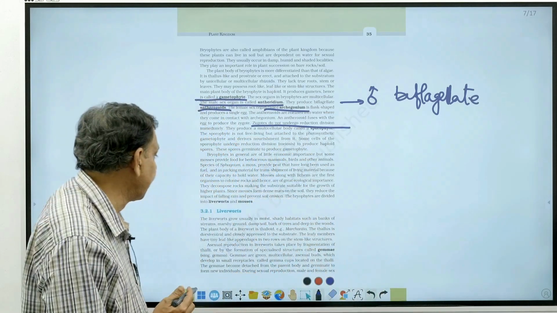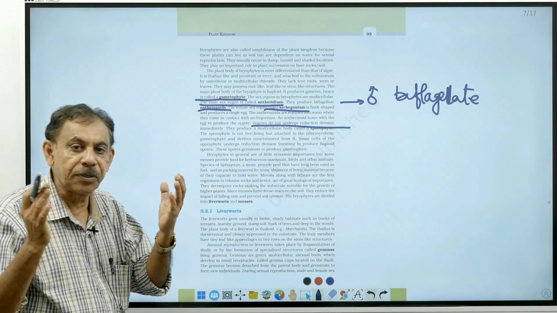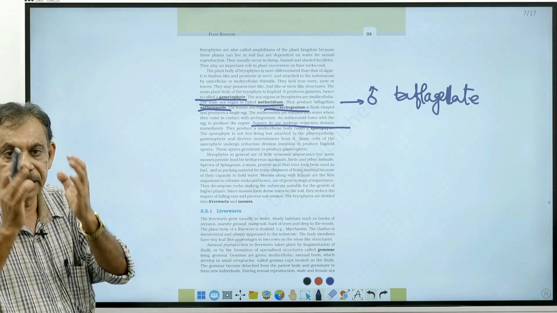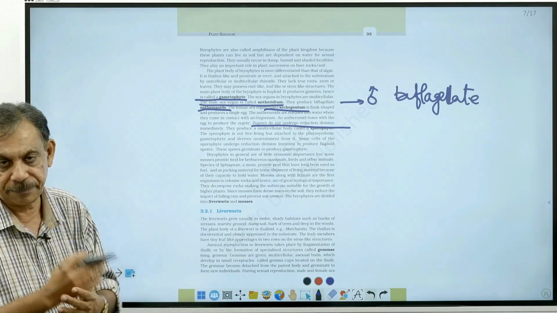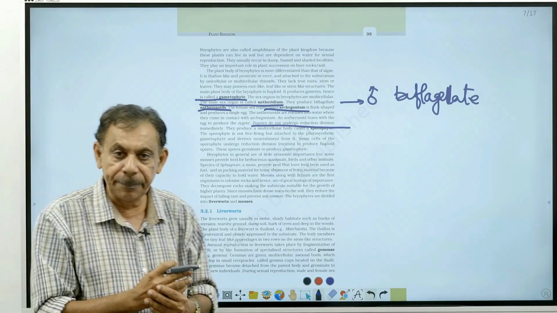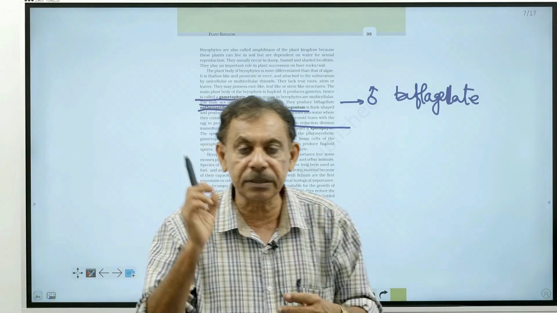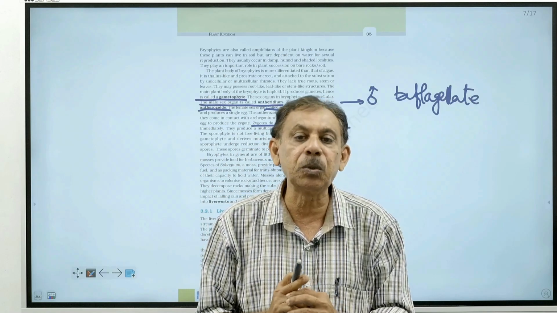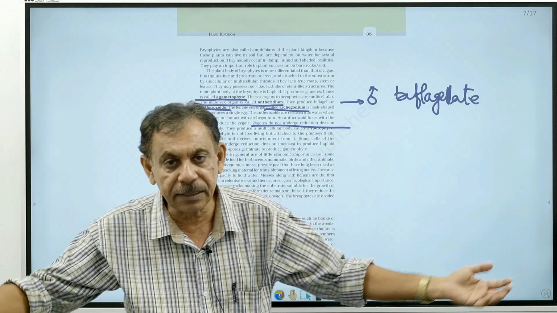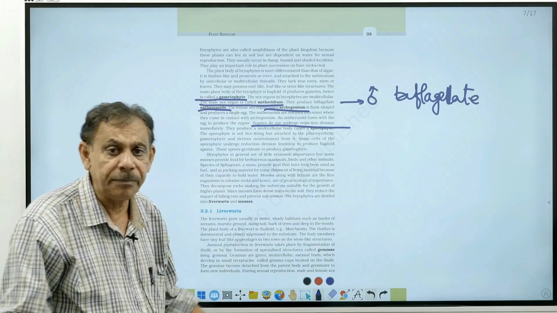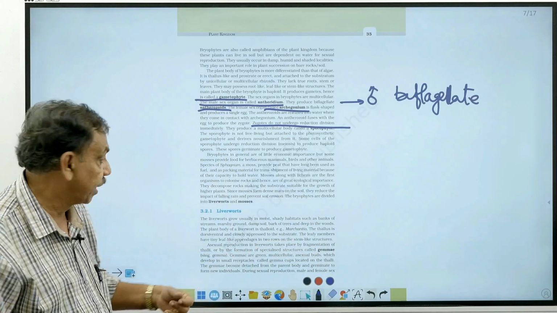Now you will come across the importance of the sporophyte. The sporophyte in the capsule produces spores. There is a diploid spore mother cell which undergoes meiosis to produce haploid spores. Spores are liberated, and when they fall on a suitable substratum, they germinate into a new bryophyte.